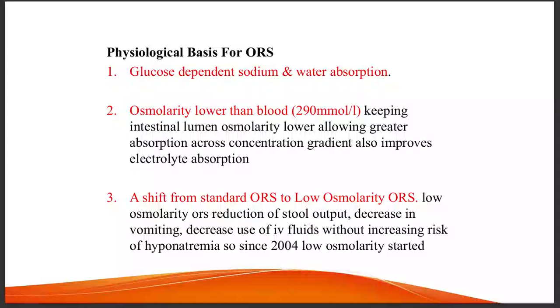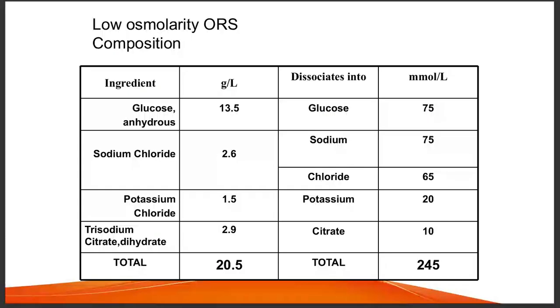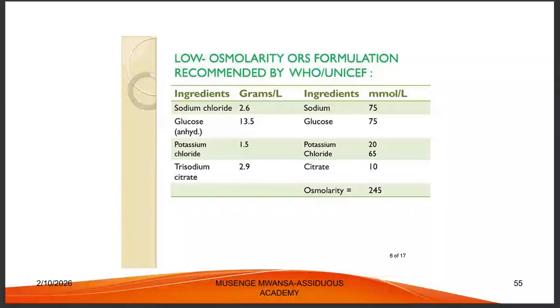So ORS is a very important one that should be given. You need to know the components of ORS, very, very important. So usually what we use is the low osmolarity ORS formulation, which is recommended by the WHO. You need to know the ingredients and the amount. So we have got sodium chloride, which is 2.6 grams, okay, per liter of ORS. Glucose is 13.5 grams per liter. And then you have got potassium chloride, which is 1.5, and then you have got trisodium citrate, which is 2.9. You need to know the composition. Okay, the ingredients, again, you need to know the concentration. This is actually the weight. It's also the concentration in grams per liter.